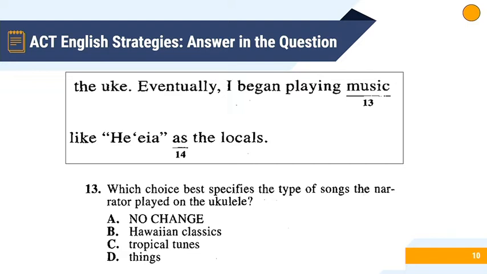This question says, what types of songs? And it even says specify. You only have 2 options that actually mention songs, B or C. We've already read through the rest of the passage by this point. It's all about Hawaii, so the most specific choice is B. Just match it up.